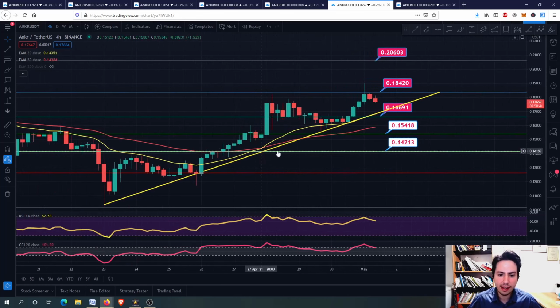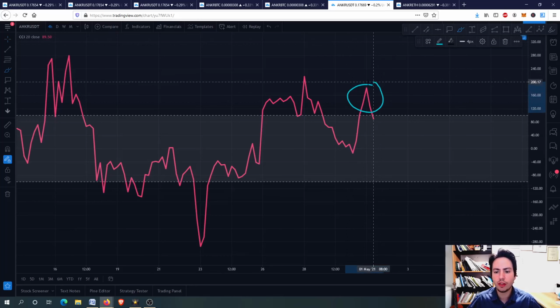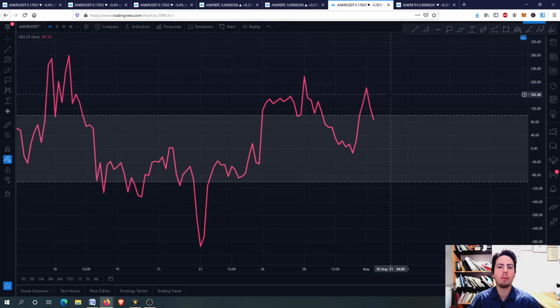The 50-day EMA is still beyond the 20-day EMA. That's good. You can see this cross back here on 27th April. As for the RSI and the commodity channel index, we discussed this previously. That's why we are seeing this little correction, guys, because the commodity channel index goes above the 100. That's why we don't have to panic for short-term corrections like this.